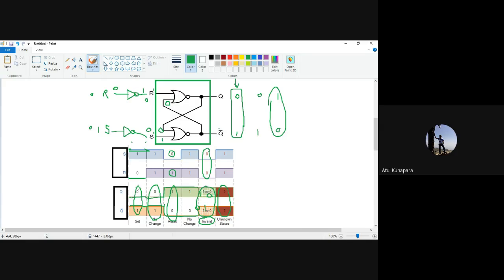So now are you getting this? What I'm saying about this timing diagram for this latch? Yes, sir, it's clear now.